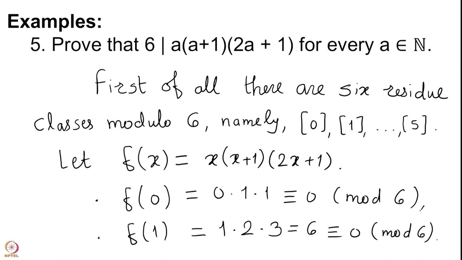Any natural number which is congruent to 0 mod 6 has the property that 6 divides that natural number into that natural number plus 1 into twice of that natural number plus 1. Okay. So whenever A is 0 mod 6, we are done. Whenever A is 1 mod 6, we are done. Now we are left with 4 residue classes. So let us look at those as well.